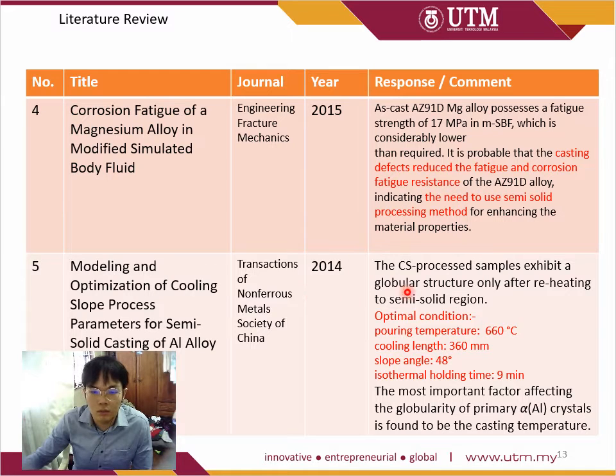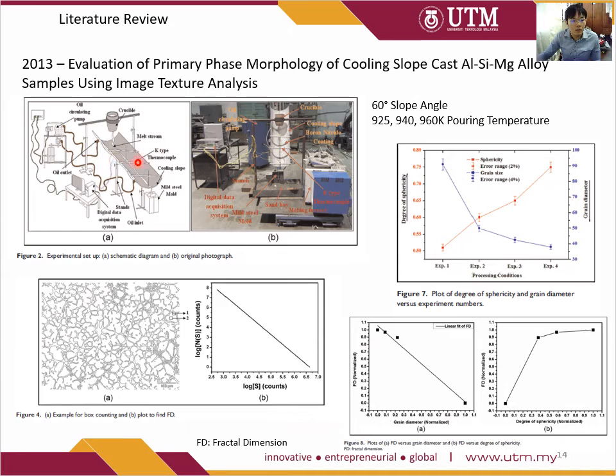So from the 2014 paper, the optimum condition to produce the semi-solid metal is 660 degrees pouring temperature, cooling slope 360 millimeters, slope angle 48 degrees, and the isothermal holding time is 9 minutes. And this figure shows the experimental setup, and experiments 1, 2, 3, and 4 each have their own casting parameters, and the optimum casting condition will be discussed later in the literature comment section.